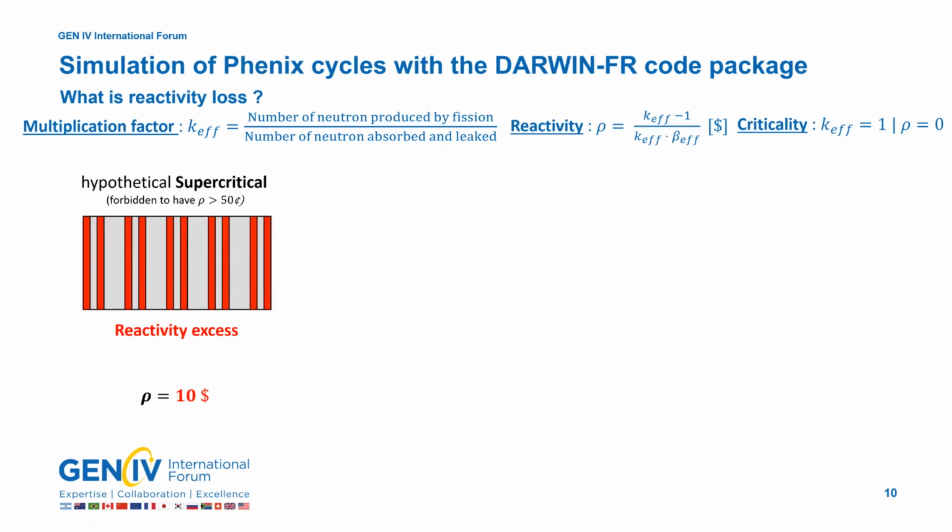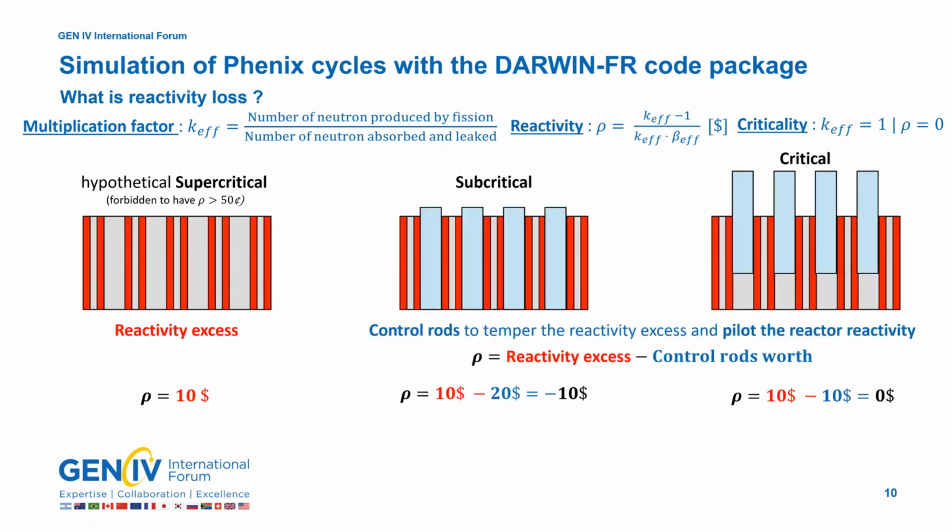Mostly because you need to temper the reactivity excess from the fissile material, and for that you need a strongly absorbing part, in a classical sodium fast reactor, control rods. When your control rods are fully inserted, you are in a highly subcritical state, and you are at 0 power. As you can move the control rods, you can pilot the reactor reactivity with them so that you reach criticality, where the reactivity excess is equal to the control rod worth inside the reactor. Your reactivity is equal to 0.